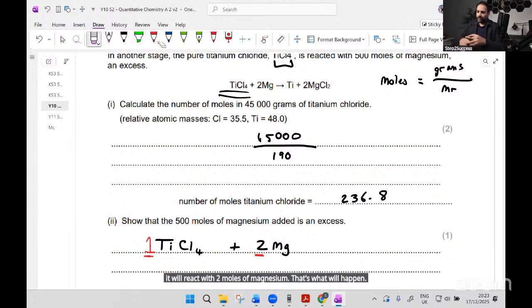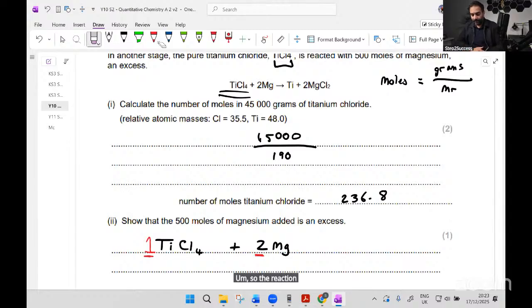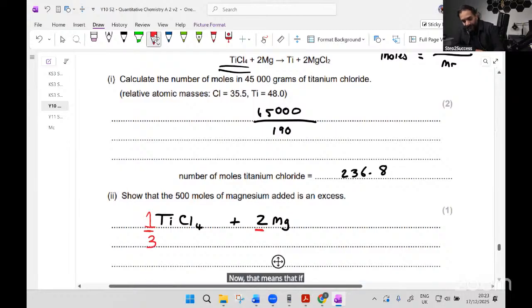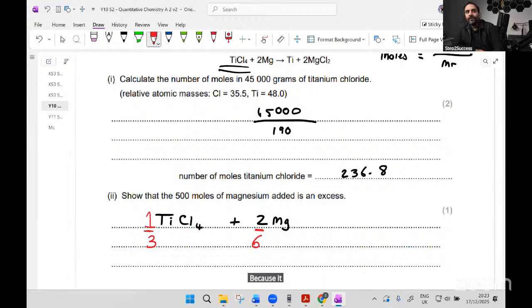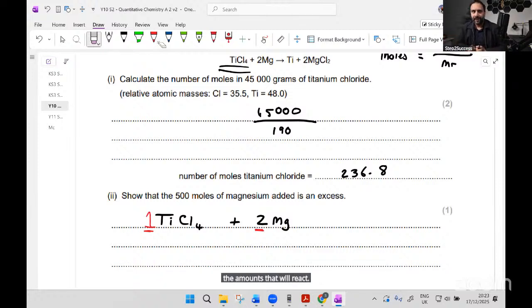And when it's done that, we run out of stuff to react with. It's all to do with the number of particles. So the reaction will finish once 1 mole of this has reacted with 2 moles of this. Now, that means that if I had 3 moles of this, it would react with 6 moles of this, because it follows the same 1 to 2 ratio. If I had 100 moles of this, it would react with 200 moles of this, and so on. That's the benefit of this balanced equation. It tells you a lot about the amounts that will react in that reaction.